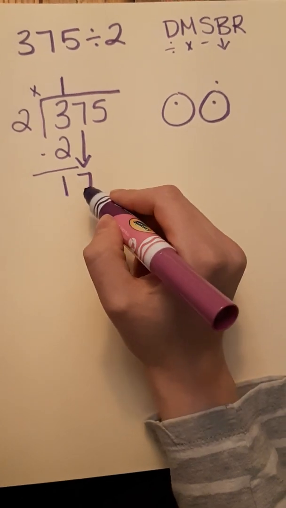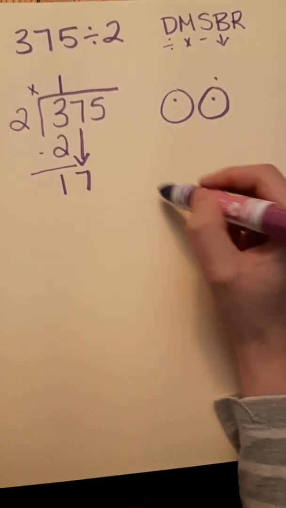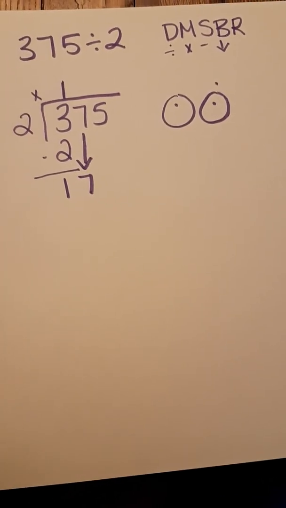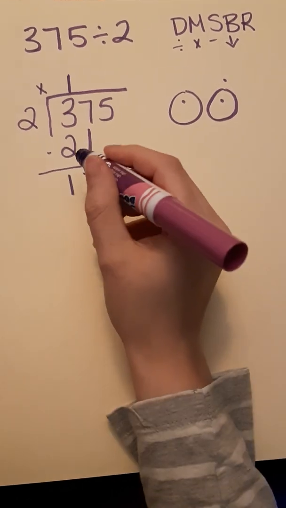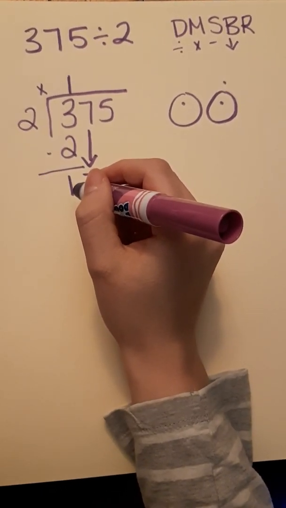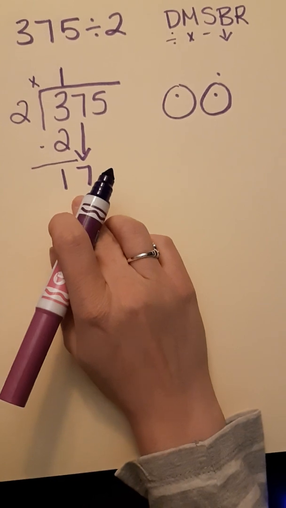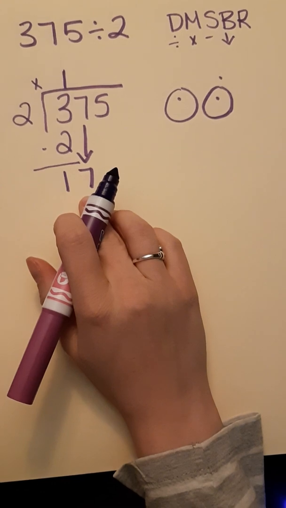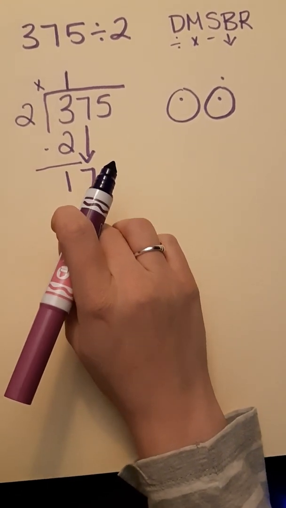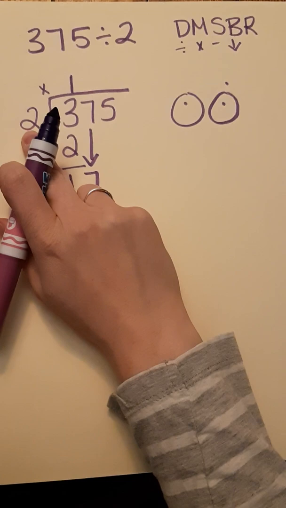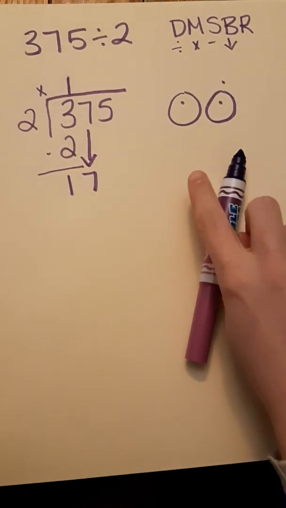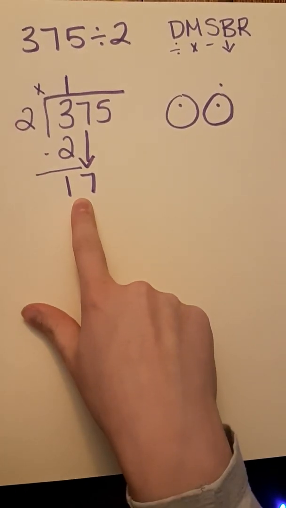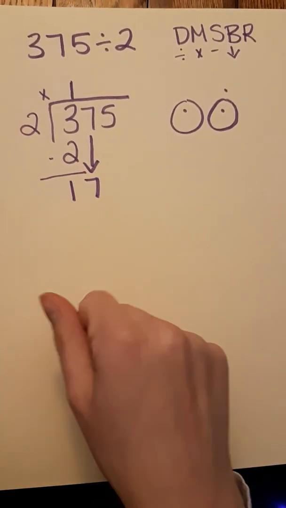Now I'm working with 17. If I wanted to, I could draw my two groups and divide out 17 to figure out how many times it fits into one group. Or I can think of a related equation that gets me close to 17. I do know that 16 divided by 2 gives me 8. And I can check that by skip counting by 2 close to 17 without going over.